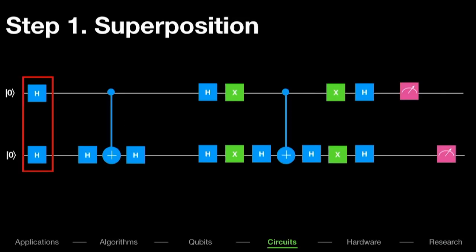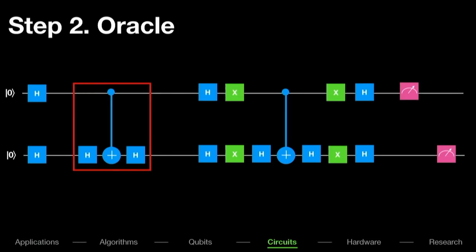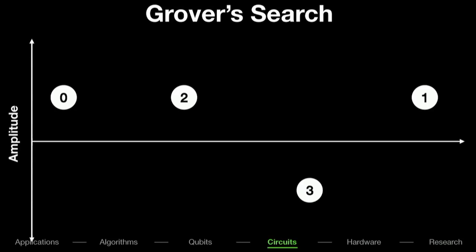So the first step to do this is the superposition. So you can see the Hadamard gates. What this does is, remember, it puts them into equal probabilities. So they have an equal amplitude of all occurring. Then the second step is called an oracle. Basically, this quantum circuit is designed to find the number 3. So what this does is it makes the amplitude of the ball number 3 negative. And this is where the fact that the amplitude's negative is powerful.